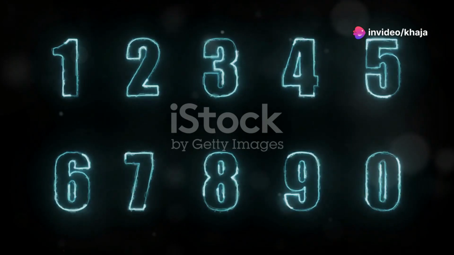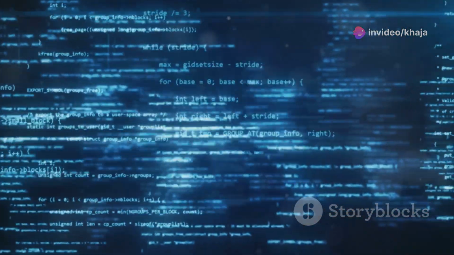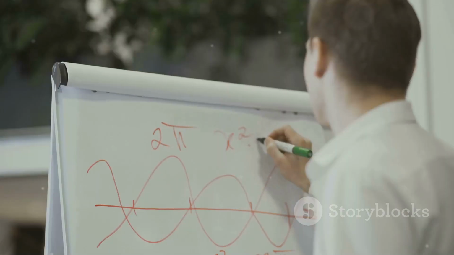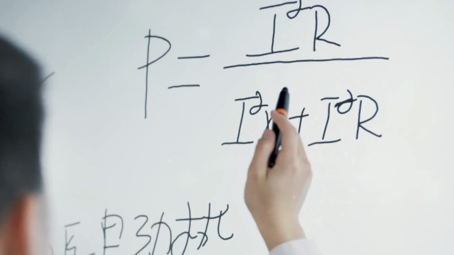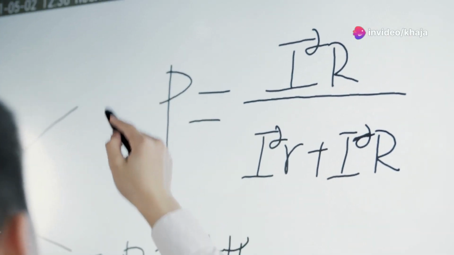Given an array containing distinct numbers taken from 0, 1, 2, and so on up to n, we need to find the missing number. We can leverage the fact that the sum of the first n natural numbers is n times (n plus 1) divided by 2.